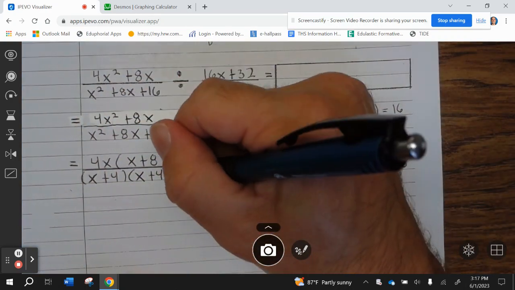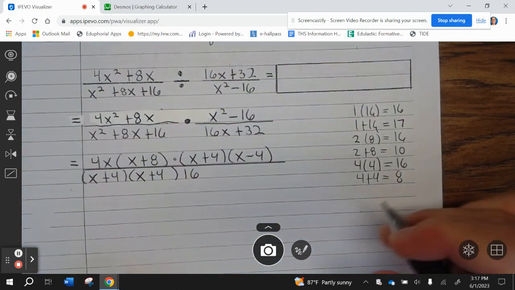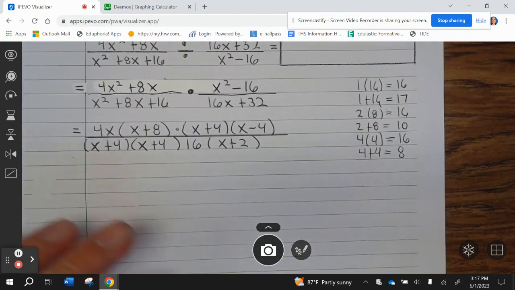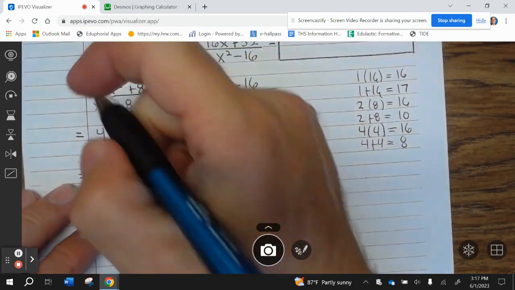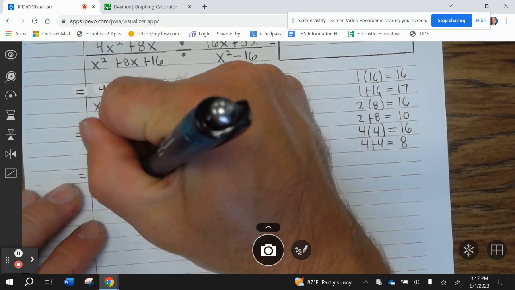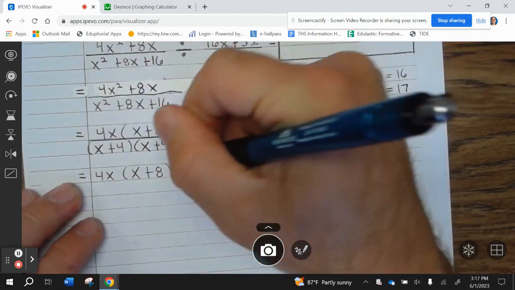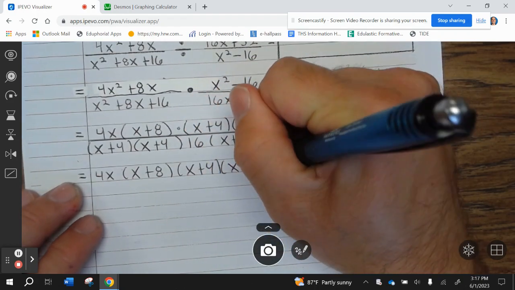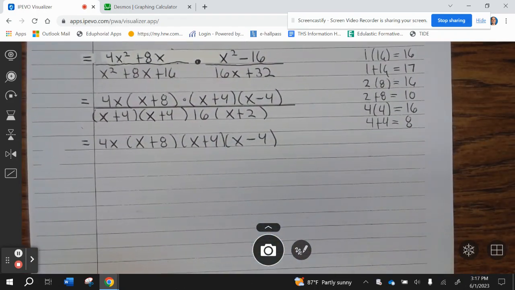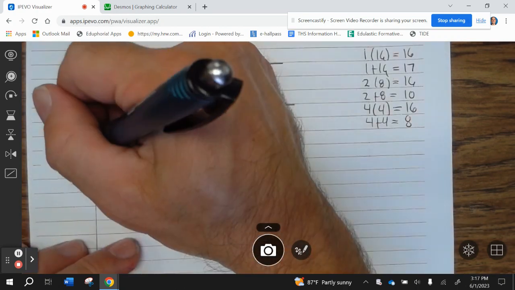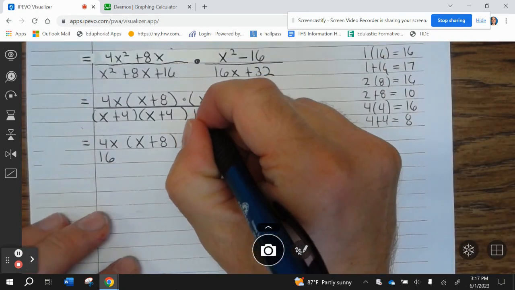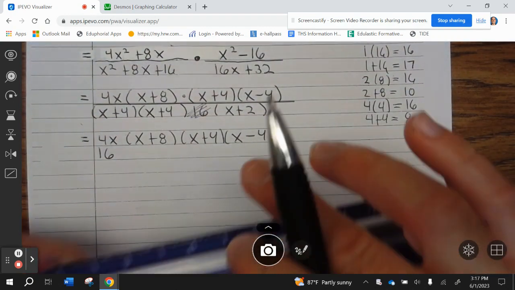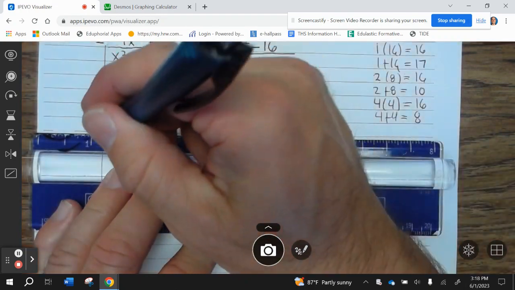Now we can factor out a 16 from here, which leaves x plus 2. Now, we're going to rewrite the numerator as is, so 4x times x plus 8 times x plus 4 times x minus 4. Okay? Now, first let's put the 16 in front. So we're done with that. Not canceling, I'm just making sure I put everything in the denominator, but I want to put it so I can divide out the ones. Okay?